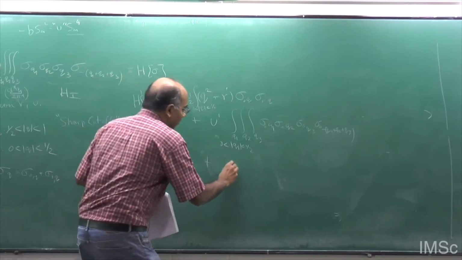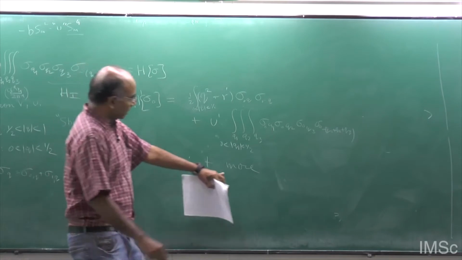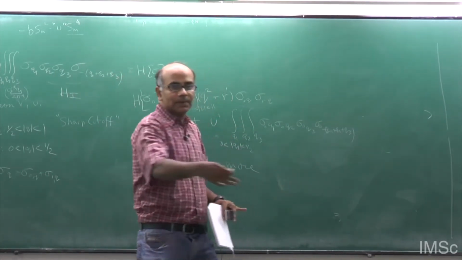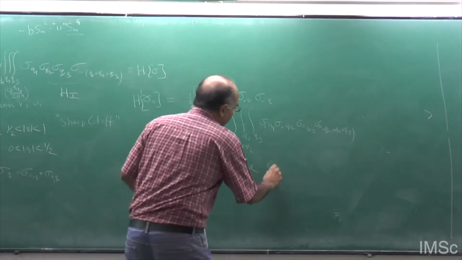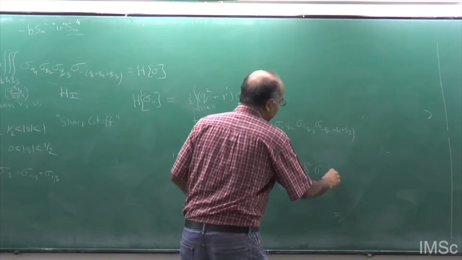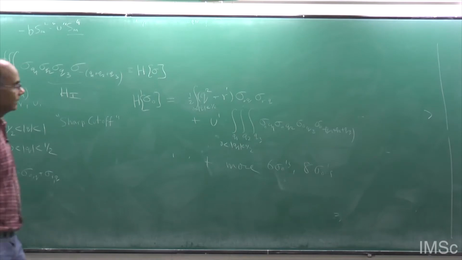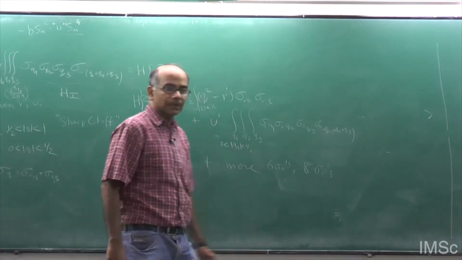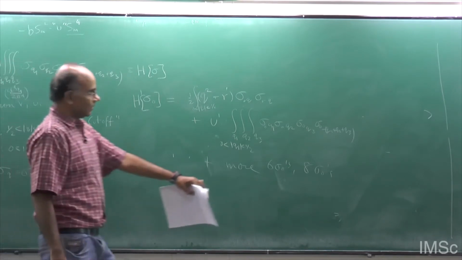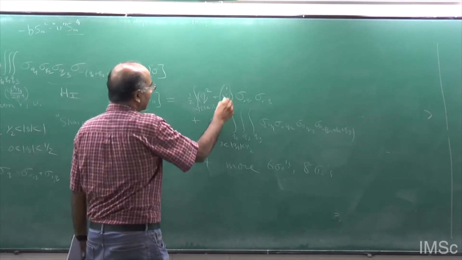Plus more. What is this more? This more could involve higher powers of sigma. So you could have 6 sigmas, 8 sigmas, and so on. So you could have 6 sigma naughts, 8 sigma naughts. Odd ones won't be there because you have the symmetry, but all even ones will be there. And later on, we'll argue that these ones are not important for our purposes. So our aim will be to calculate the new r prime and the new u prime.